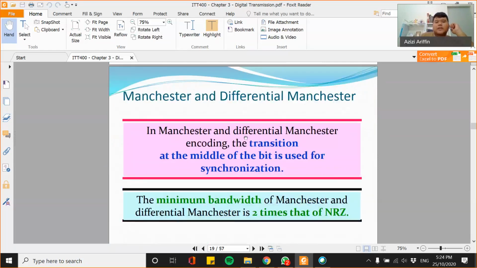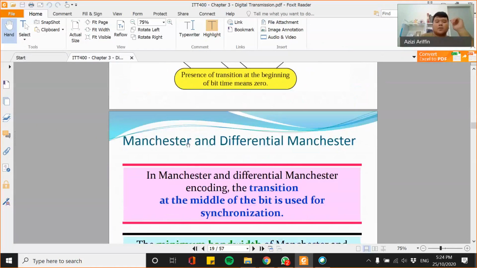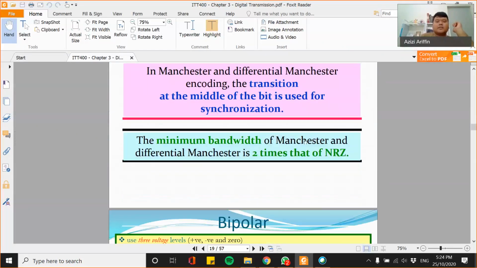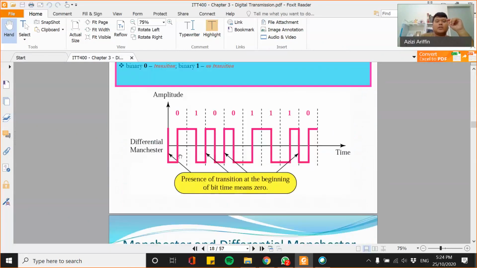Okay, so in Manchester and differential Manchester encoding, the transition at the middle of the bit is used for synchronization, right? So there also isn't a DC problem. The minimum bandwidth of Manchester and differential Manchester is two times that of non-return to zero, two times, okay, because we only need one signal element to send one data element.